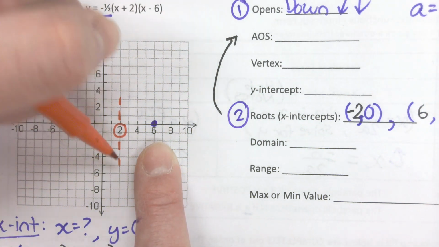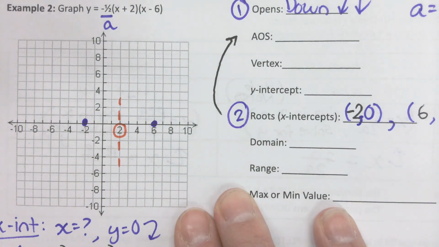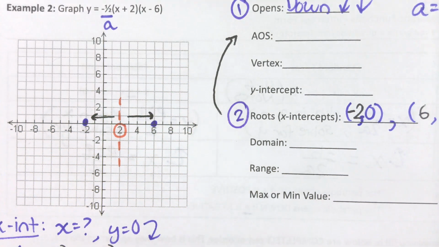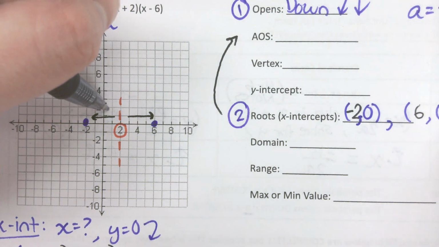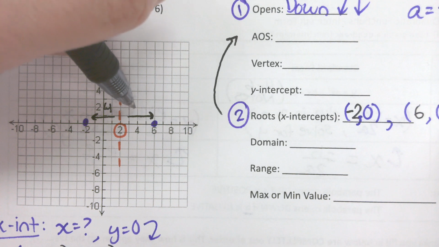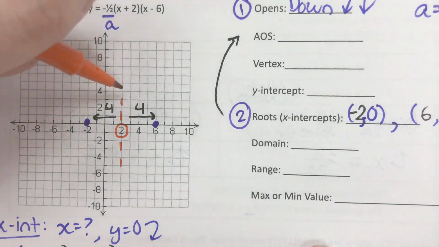Now reminder, always check, even if you're 100% sure, check. We're going to count to the left and to the right and make sure that it's the same number of units. So I go left, that's 1, 2, 3, 4. And I go right, 1, 2, 3, 4. Make sure it's the same distance. Now I'll finish drawing my axis of symmetry line.